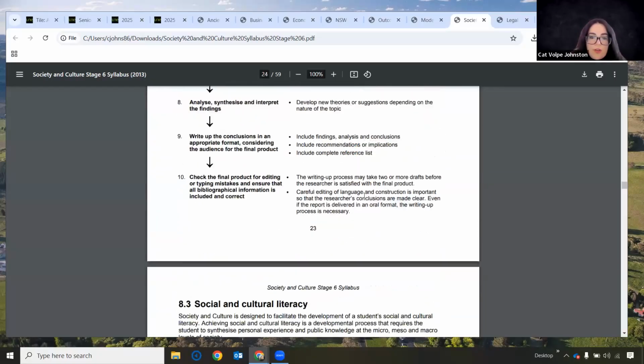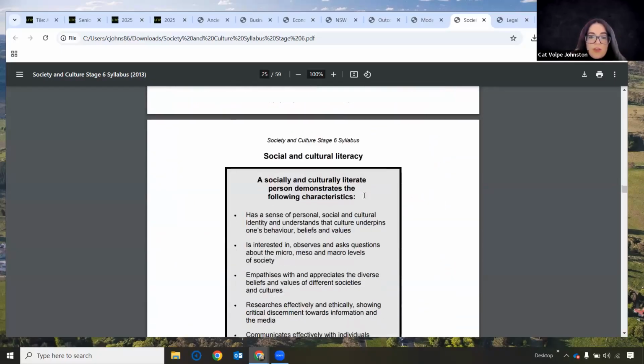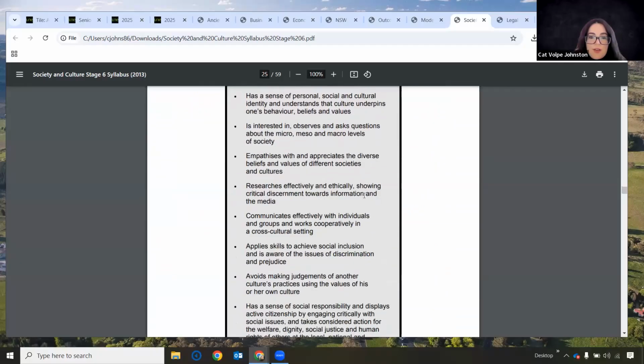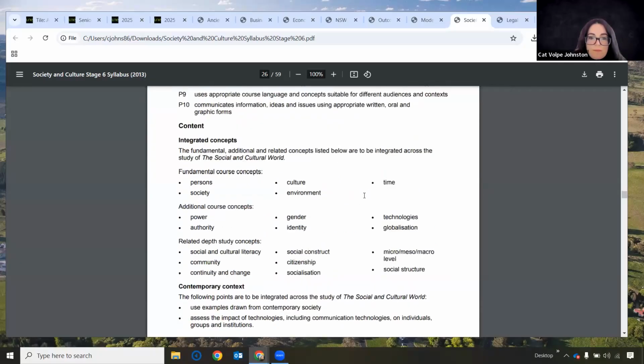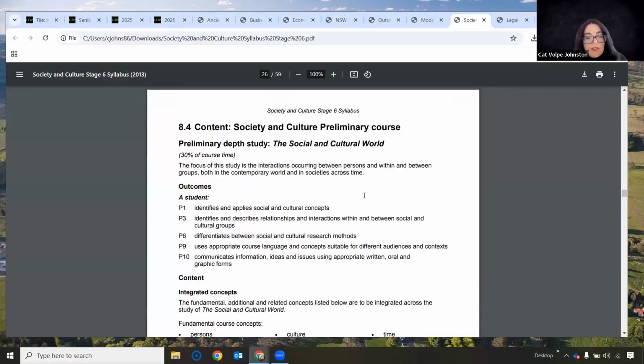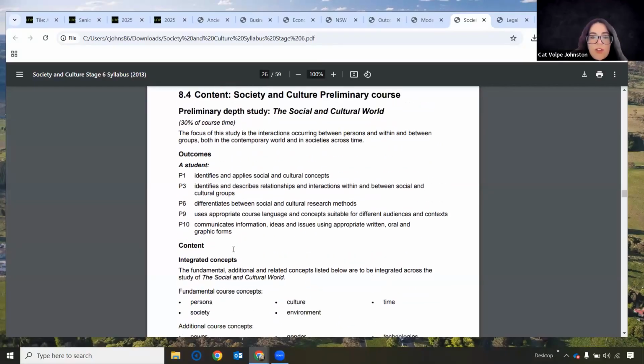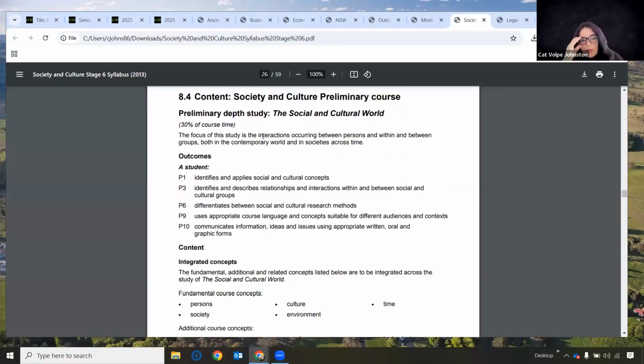All right. A lot of stuff on research methods in the syllabus, which is handy. All right, so the first unit in year 11 is the social and cultural world. We know that these outcomes are relevant to that unit of work. We know that it's 30% of course time, so it's about 1 term, about 10 weeks worth.